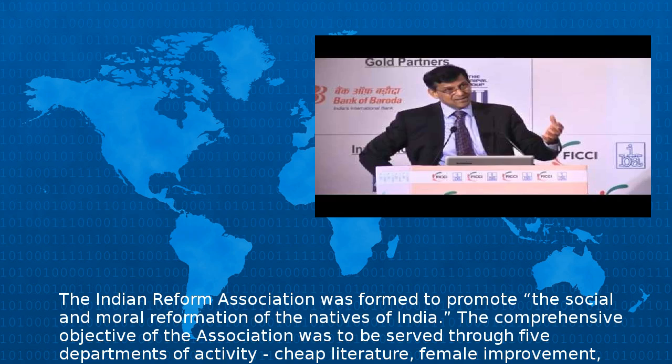He seemed convinced that the reform efforts he witnessed in Britain could be duplicated in India. The Indian Reform Association was formed to promote the social and moral reformation of the natives of India. The comprehensive objective of the association was to be served through 5 departments of activity: cheap literature, female improvement, education, temperance, and charity.